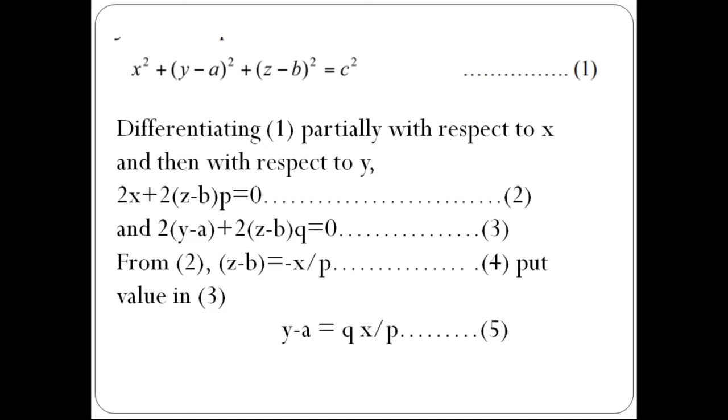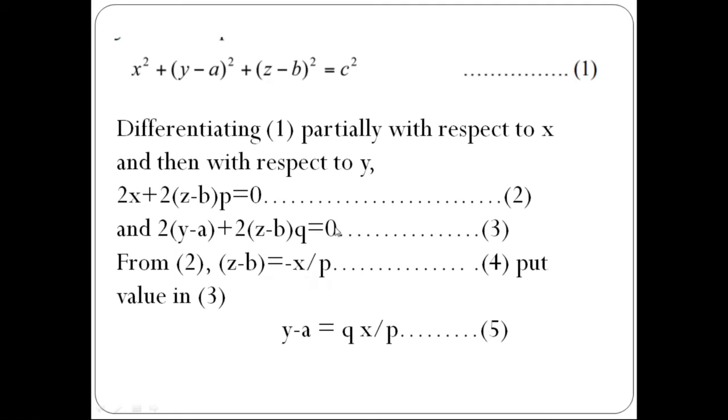Now the derivative of x square will be 2x, plus the derivative of (y minus a) whole square will be 0, plus 2 times (z minus b) into the partial derivative of z with respect to x, that is p. Here c square is treated as constant, so its derivative will be 0. Then I again differentiate with respect to y. It will be 2 into (y minus a), plus 2 into (z minus b) into the partial derivative of z with respect to y, that is q, equals 0. From this, I can get z minus b equal to minus x by p.